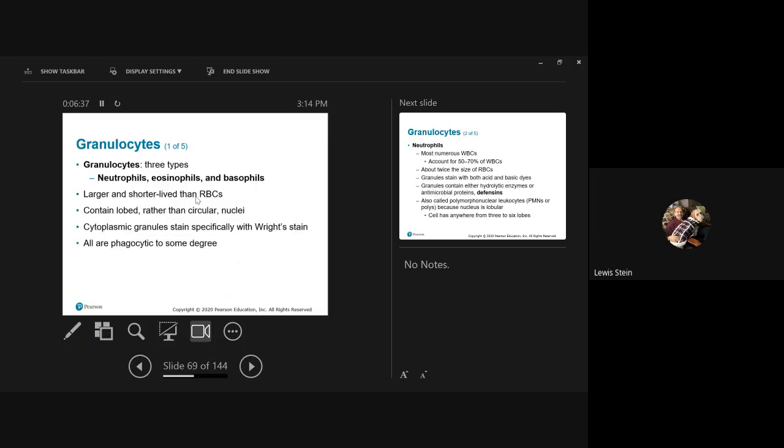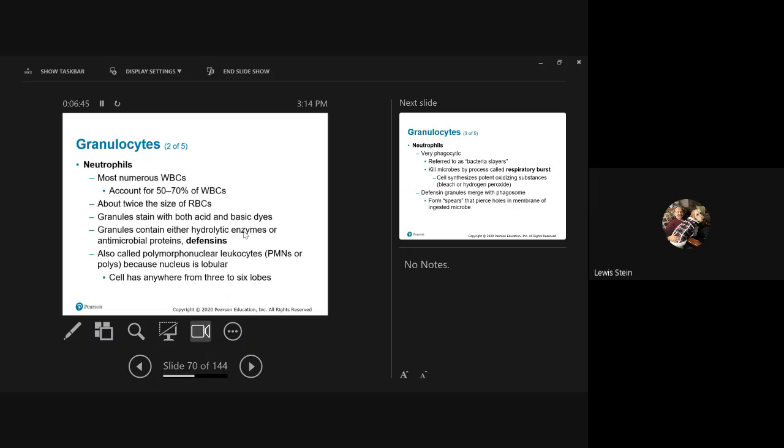Larger and shorter lived. Remember, red cells, 100 to 120 days. Lobed rather than circular. Granules very specific, all are phagocytic, to some 50 to 70%. Twice the size of an RBC. Good.